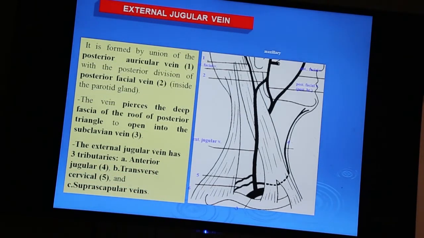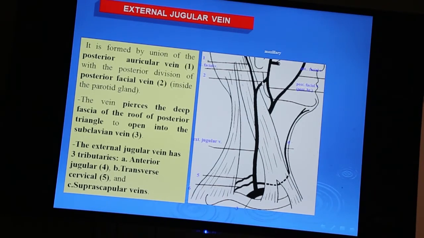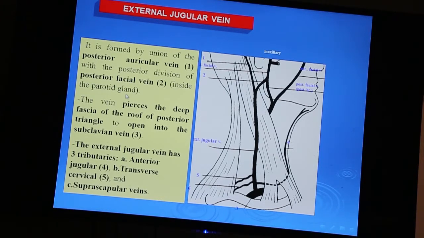External jugular vein. These veins are important for us. The external jugular vein is formed by the posterior branch of the posterior facial vein and the post-auricular vein. This is the external jugular vein. It is formed by the union of the posterior auricular vein with the posterior division of the posterior facial vein inside the parotid gland.